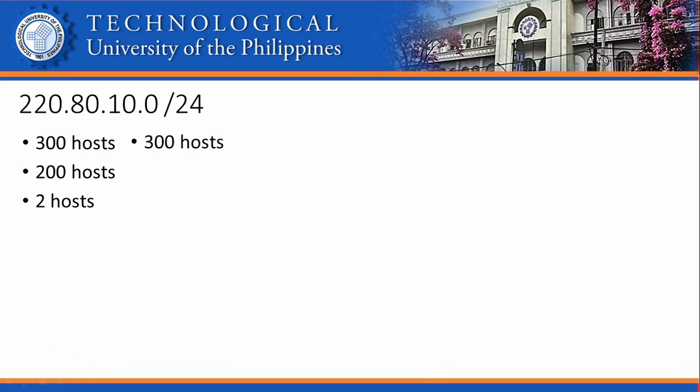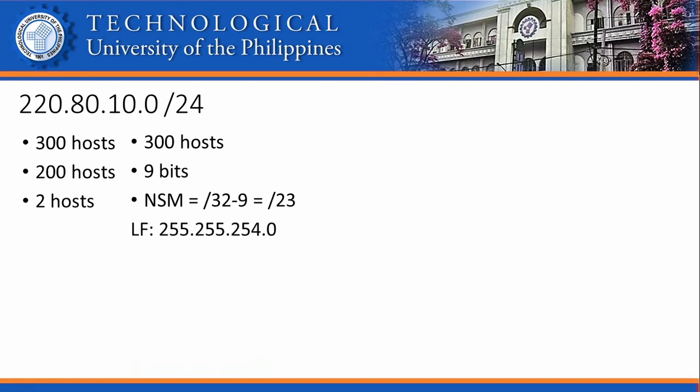So, for 300 hosts, what is the first step in subnetting by host requirement? Get the number of hosts required. First, the 300 hosts. And the second step is the number of bits. How many bits for 300? It has 9 bits. For the third step, getting the new subnet mask, we have a formula which is 32 minus the bits. So, 32 minus 9 is equals to /23. Let's convert it to long format. That is its long format: 255.255.254.0.